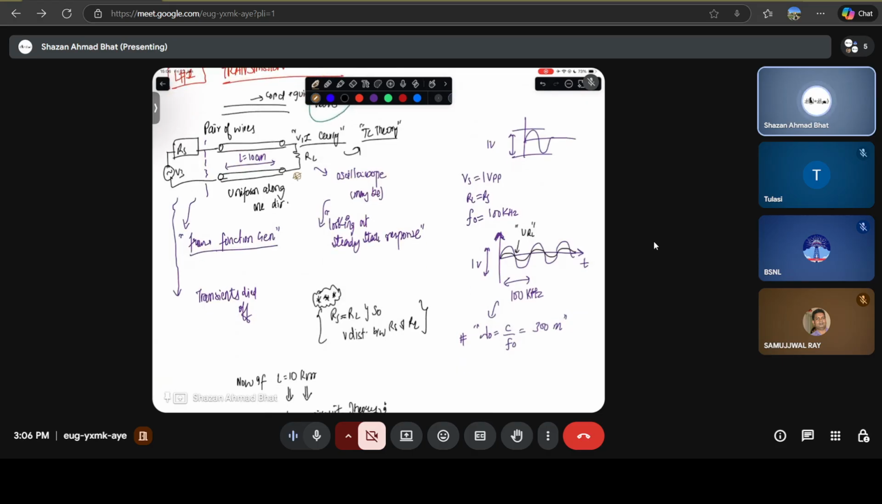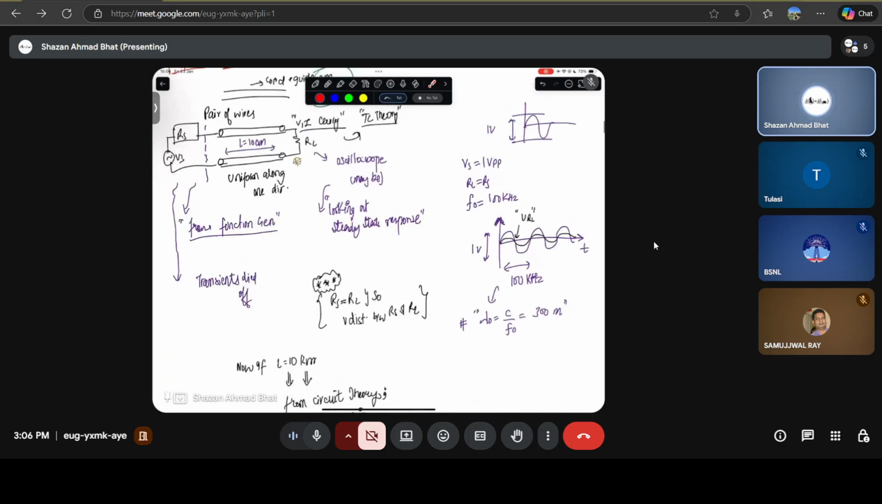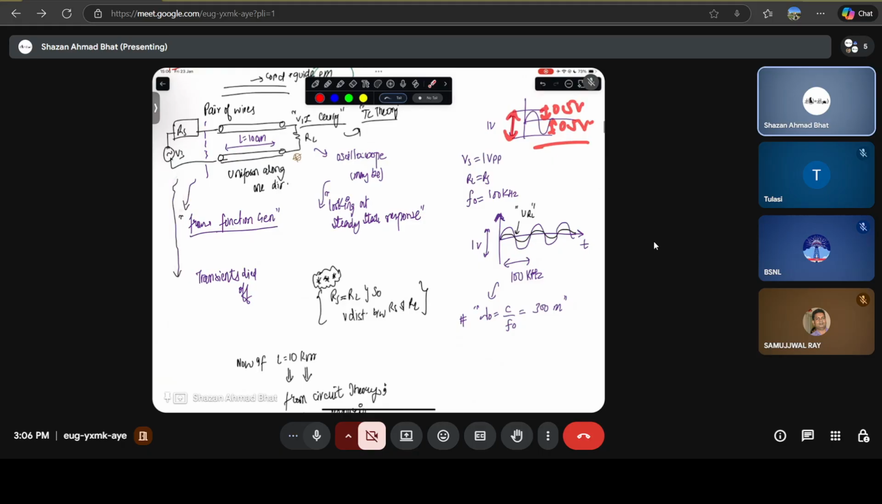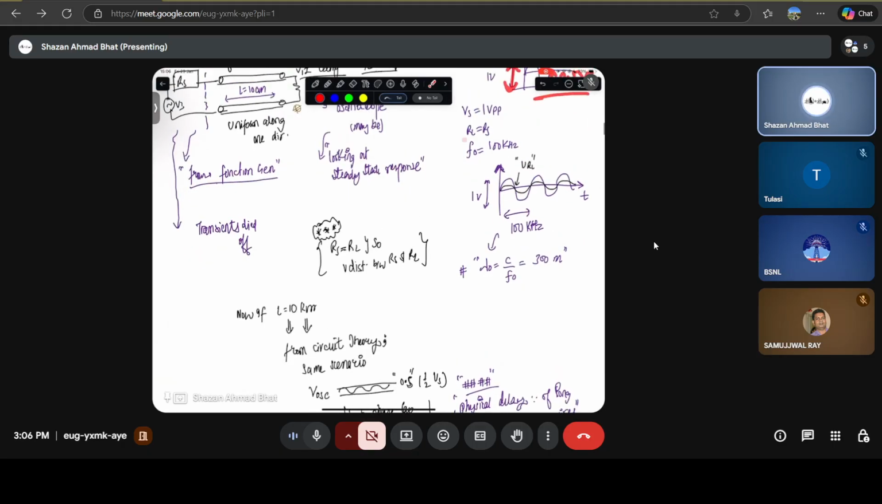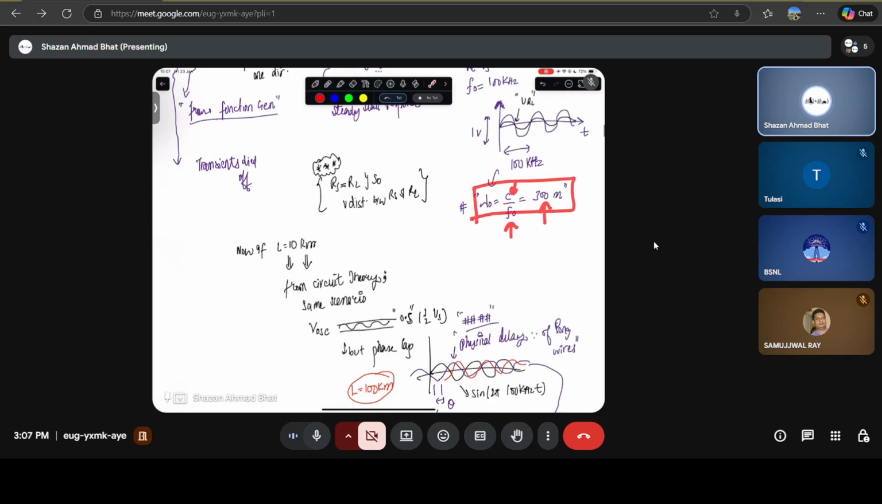You have two cables connected to a certain voltage source, and you have a load on the other end. You are feeding in a sinusoidal voltage, a 1 volt signal peak to peak. Peak to peak means from this peak to this peak, so this is 0.5 volt and this is 0.5 volt. Now, for example, you give it a frequency of 100 kilohertz, and you compute the wavelength, which is the speed of light divided by the frequency, and it comes out to be of the order of 300 meters.